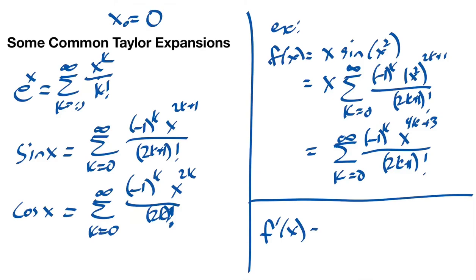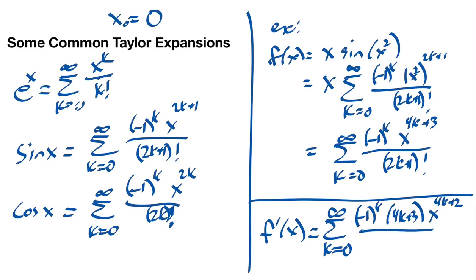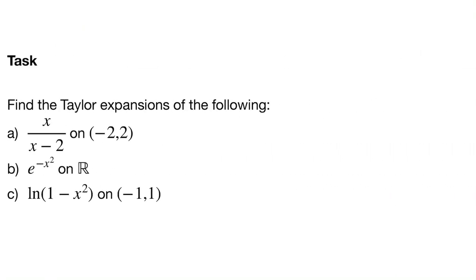Now what's cool is if I wanted, I could take a derivative of this. I could calculate the derivative of x sine of x squared, or I can just do the derivative over here. And it's just the sum as k goes from 0 to infinity of (-1)^k (4k+3) x^(4k+2) all over (2k+1) factorial. And so that's the derivative. You just bring down the exponent and then subtract 1. All right. Oh, I just did the problem there.